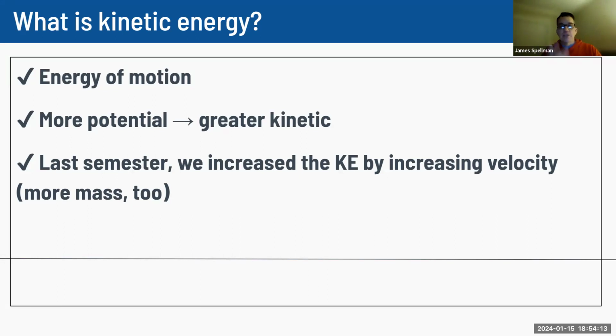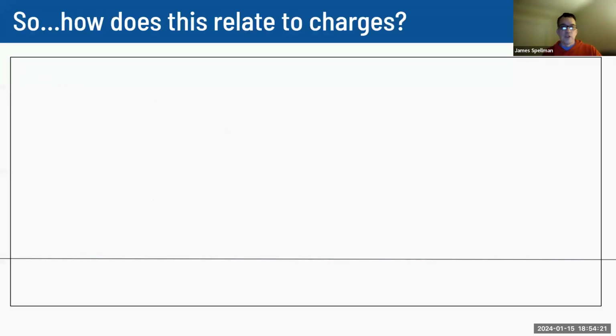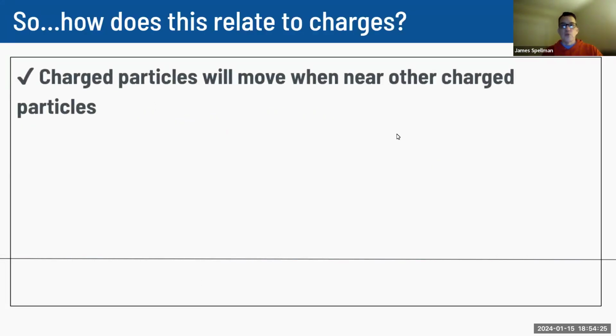But in terms of its position, that's kind of how the kinetic and the potential went together, was where was it? So if we lifted it up higher to give it more potential energy, it could fall faster to be able to get more kinetic energy. All right, so how does all this relate to charges? So as we hopefully already know, charged particles will move when they're near other charged particles. So this kind of goes back into motion a little bit.